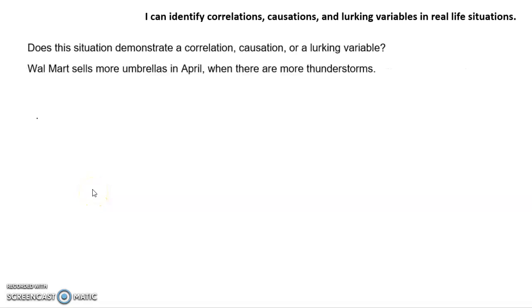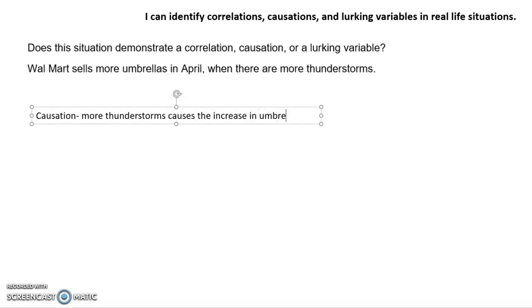So what about this situation? Walmart sells more umbrellas in April when there are more thunderstorms. Well, we can say there's a cause and effect, right? So we can say this is a causation because more thunderstorms cause the increase in umbrella sales.